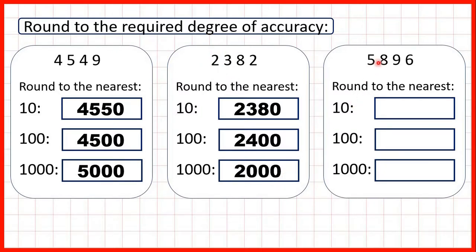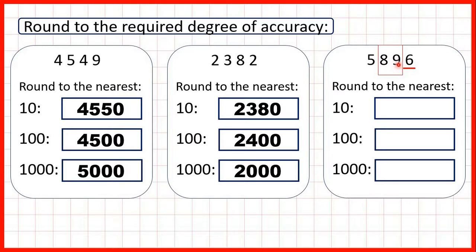Now we have 5,896. To round to the nearest 10, we find our tens digit and underline the digit to the right. So this time we have a 6, which means we need to round up. But we already have a 9 in our tens place value column. And remember, we can only have one digit in each place value. So what we need to do here is circle not just our tens digit, but the digit to the left as well. So we need to circle our tens and our hundreds together.